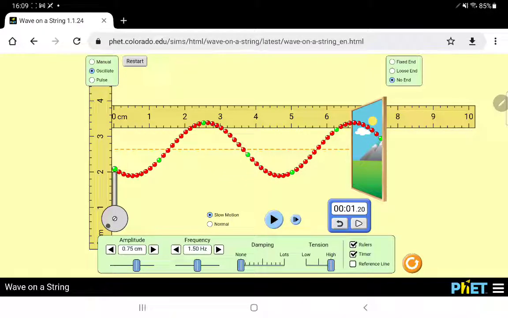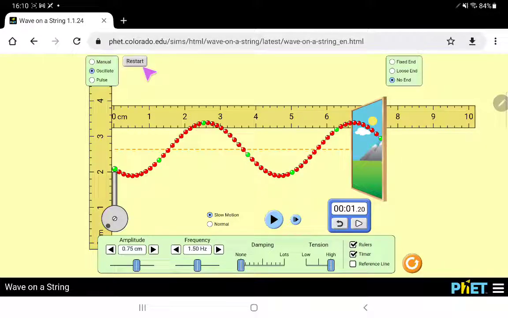And stop. Okay, so roughly, my speed equals the distance over time. The distance traveled is about 7.8 centimeters. Time taken is about 1.20 seconds. So my speed would be 6.5 centimeters per second. Right? That means that this wave is traveling across at 6.5 centimeters per second.